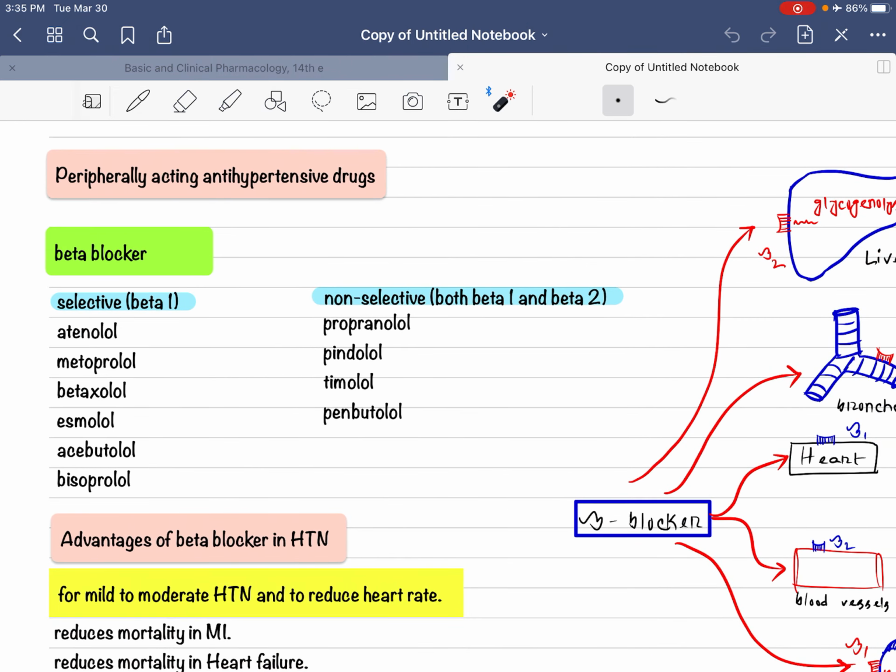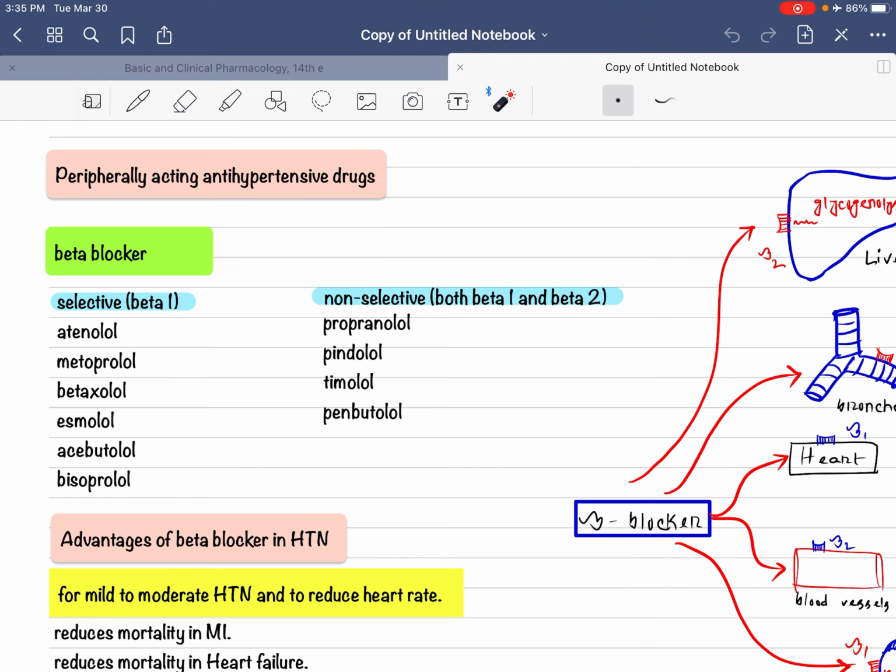We have some selective beta blockers. They only block the beta 1 receptors of the heart. That's why these drugs suppress the heart, that means they decrease the heart rate and force of contraction. As we know, beta 1 receptors increase the force of contraction and the heart rate. So what are the beta 1 selective blockers? These are atenolol, metoprolol, betaxolol, esmolol, acebutolol, and bisoprolol.